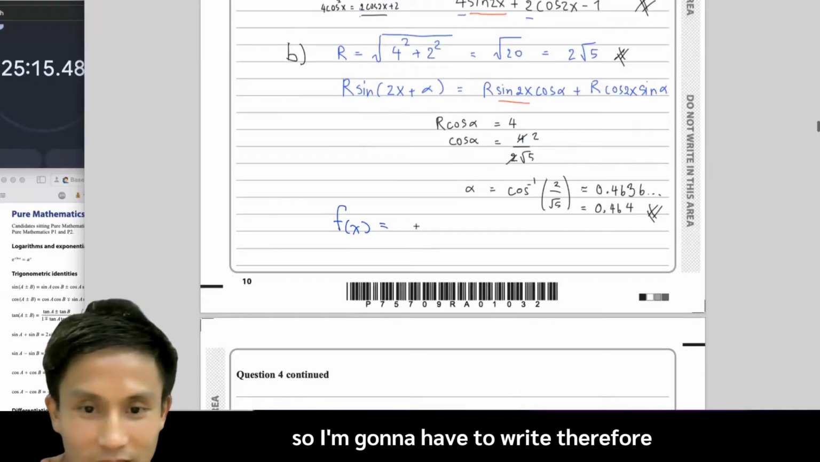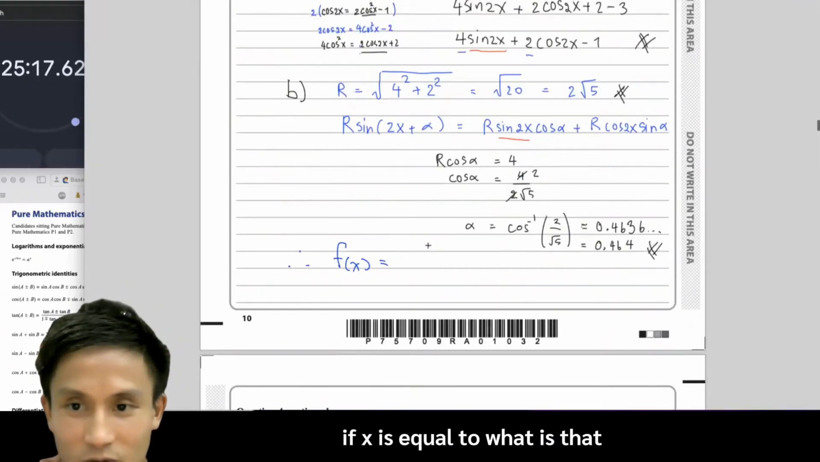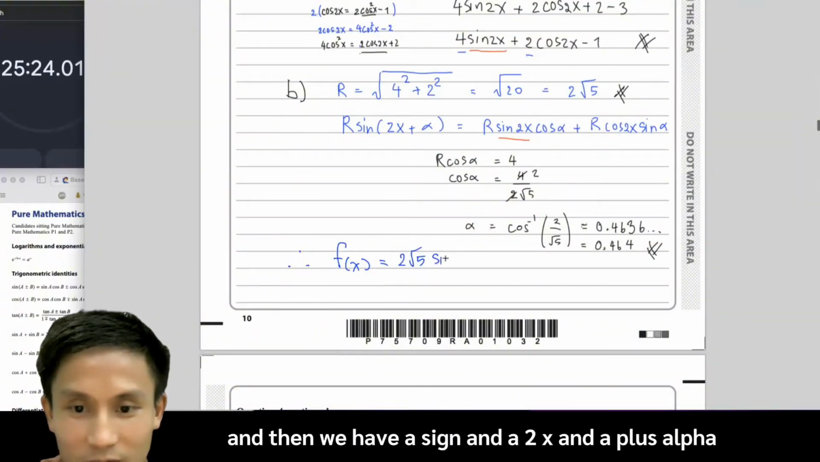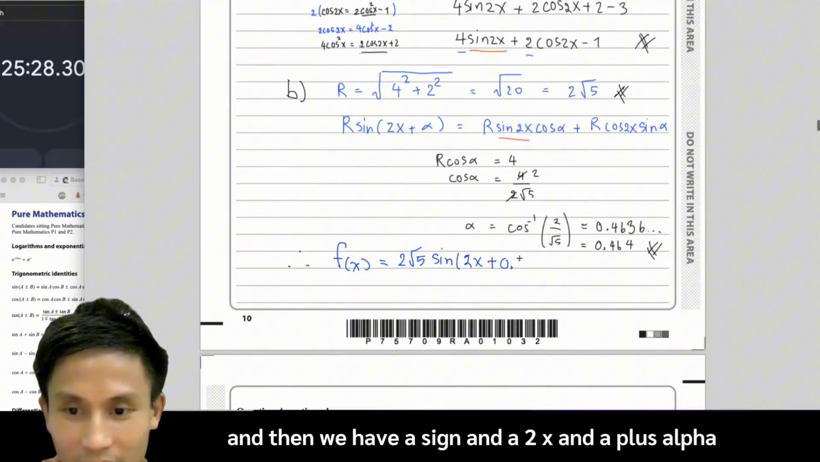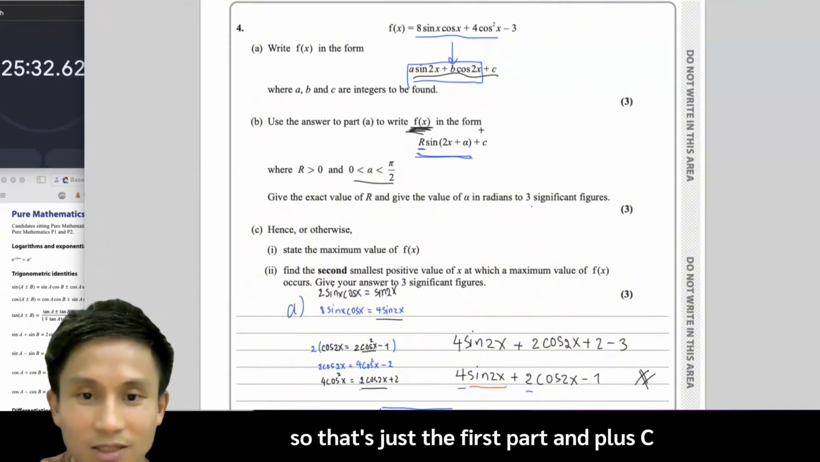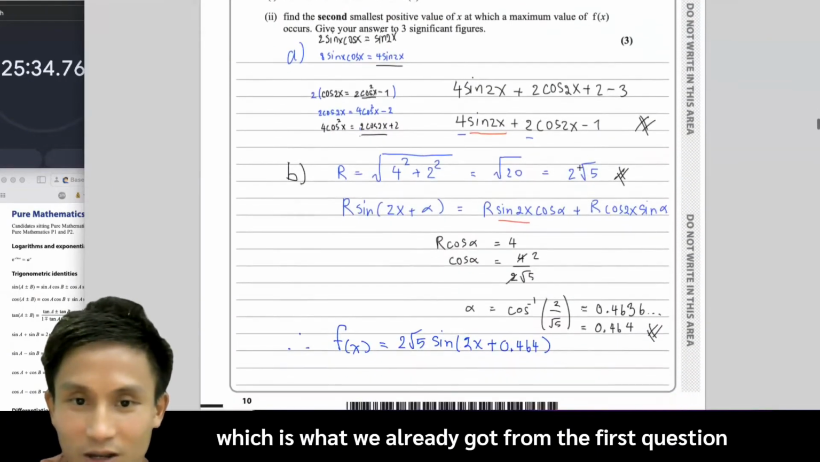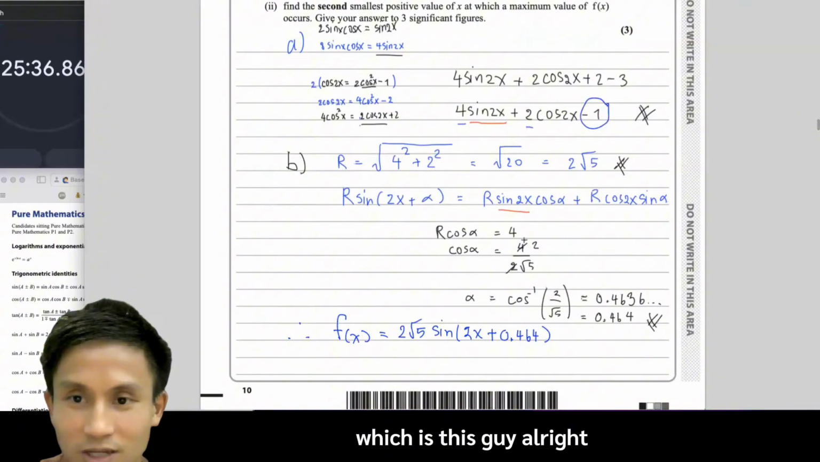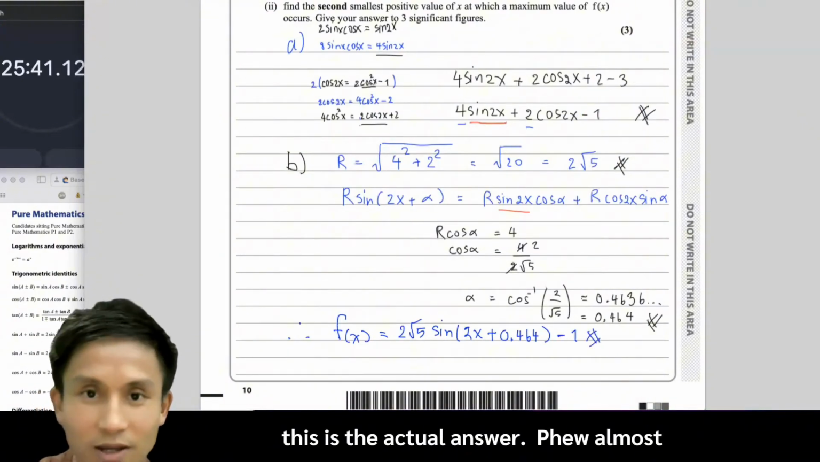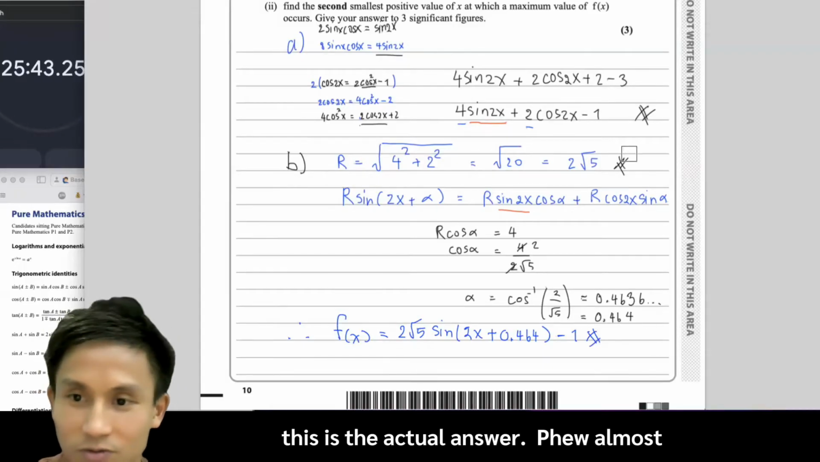So I'm going to have to write, therefore, fx is equal to R, which is 2 root 5, and then we have sine of 2x plus alpha. So that's just the first part, and plus c, which is what we already got from the first question, which is this guy. All right, so that is just minus 1. This is the actual answer. Phew, almost.